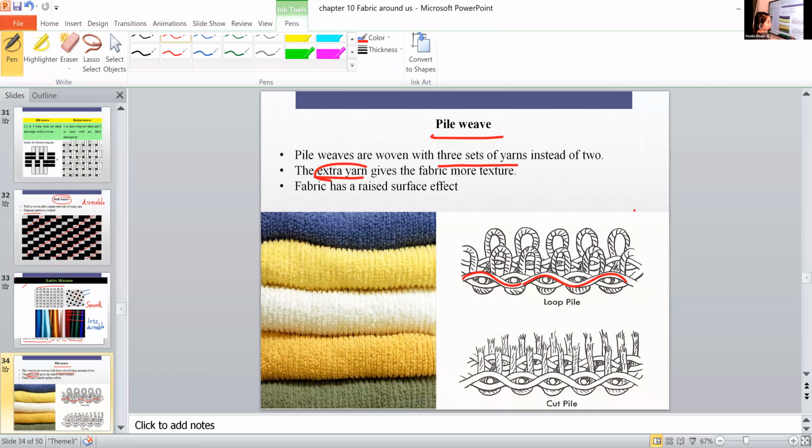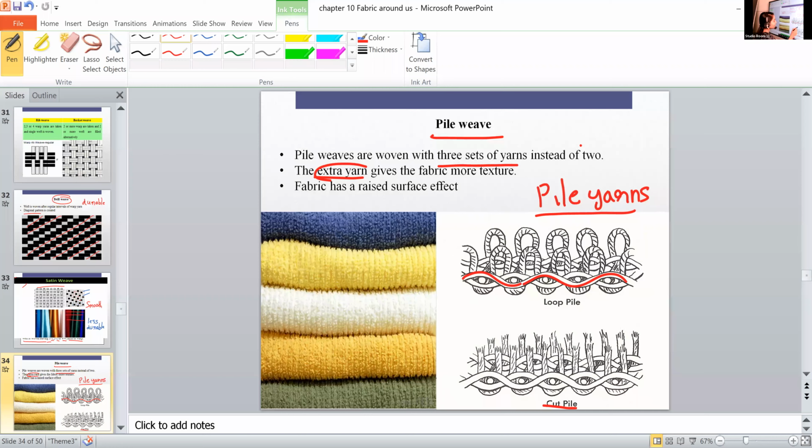Is it clear? Okay, there are two types of pile weave: cut pile and uncut pile. So what do you mean by cut pile and uncut pile, Meghna? As the name says, the answer is also in there. It is cut in two. Yes, these extra yarns are cut. That is called cut pile. And if it is not cut, that is called uncut pile.